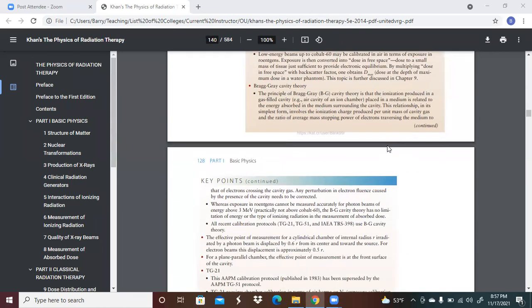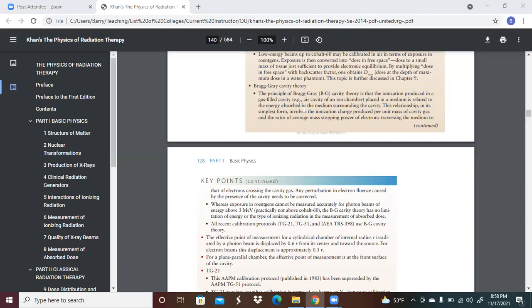Now, there's a very important principle that comes about with this particular type of study, and that is called the Bragg-Gray cavity theory. BG for short, don't think of the band, I'm dating myself here. The principle of the Bragg-Gray cavity theory is that ionization produced in a gas-filled cavity, or an air cavity of an ion chamber, placed in a medium, is related to the energy absorbed in the medium surrounding the cavity.